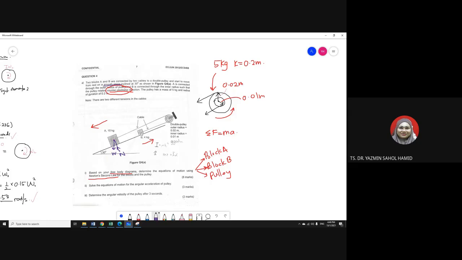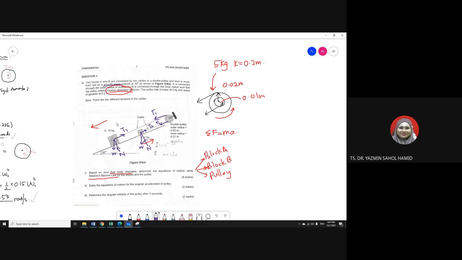Next, block B also has a force W pointing vertically downwards, and a normal force N as usual. After that, because there are two cables here, you need to draw the cables. The cable behaves in tension, and tension is pulling the block. So let's say this is your block, you're pulling it, this is tension 1. And for the other block, this is tension 2.